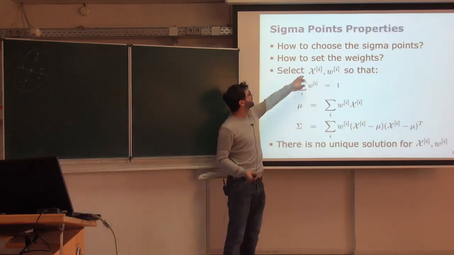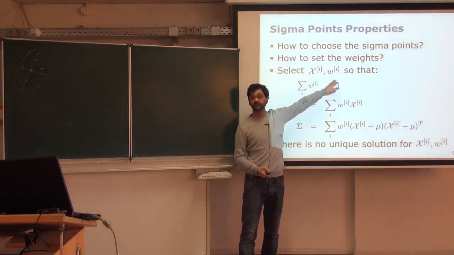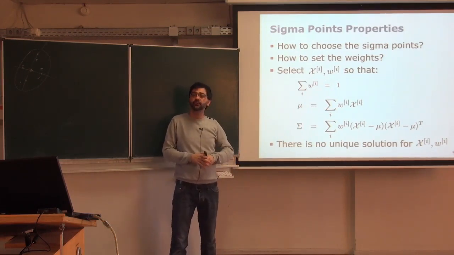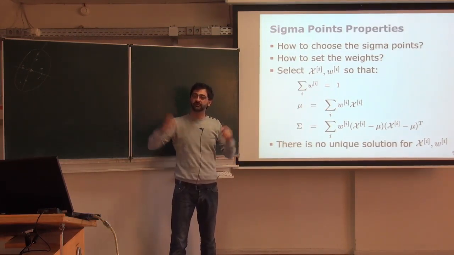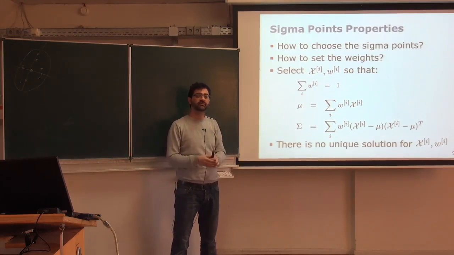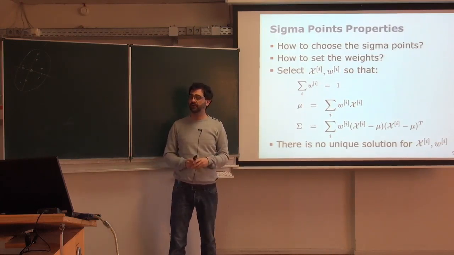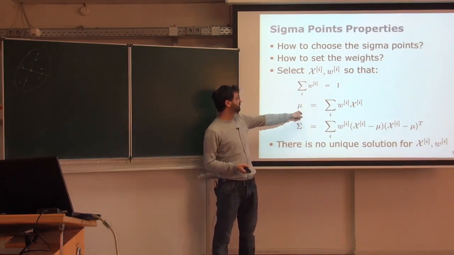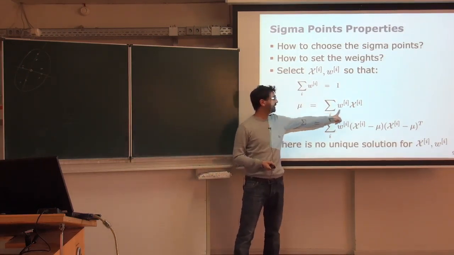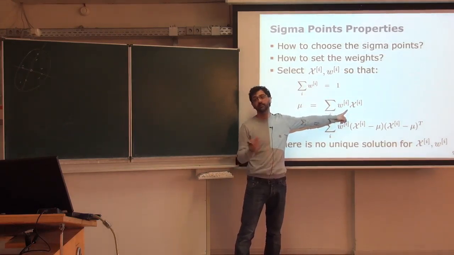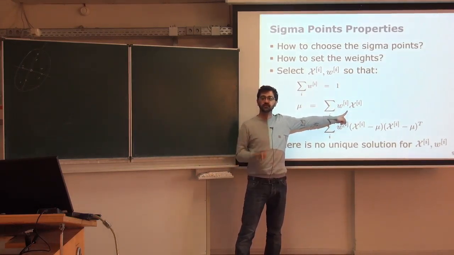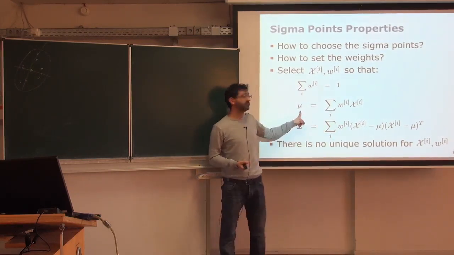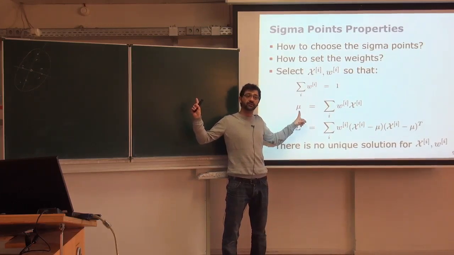So you select a set of points and a set of weights, such that the weights sum up to 1, so you don't want to have any strange expansion. You just want to say it's a combination of weights, and I know that all of them must sum up to 1. So it's what's called the convex combination. And then you want to be sure that when you take the weighted mean, so when you take the sample mean in this case, so the sigma points will be your samples, with the weights that you put there, you end up with the mean that you have in your original distribution.